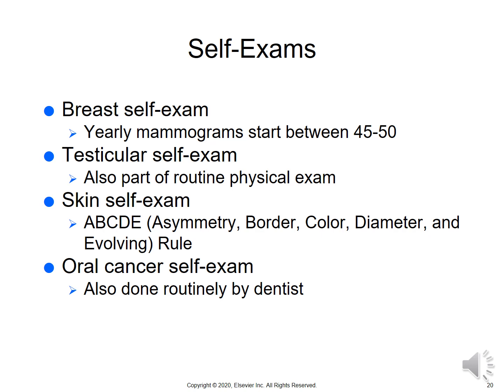Oral cancer self-exams. Oral cancer includes cancer of the lips, tongue, throat, salivary glands, pharynx, larynx, and sinuses. Most oral cancers occur after the age of 40 and are usually highly associated with tobacco use.